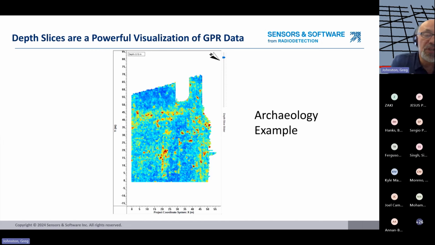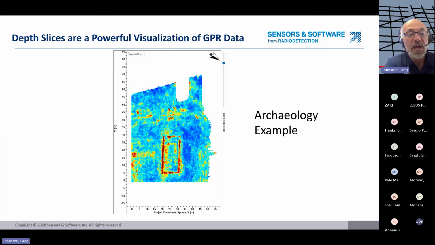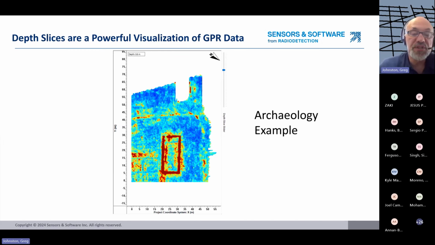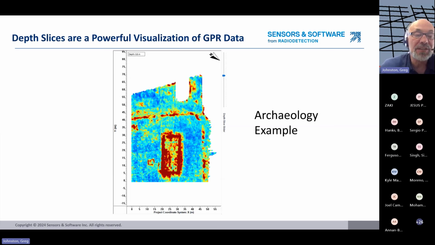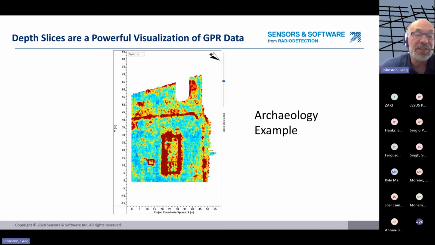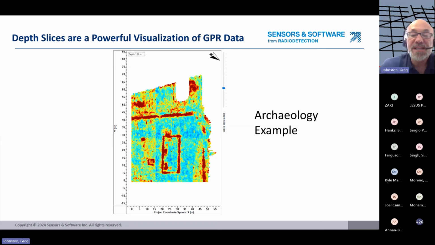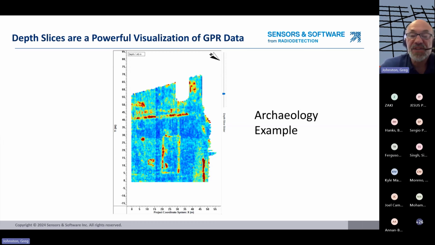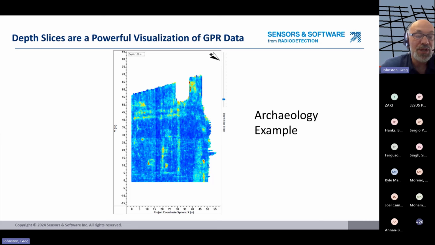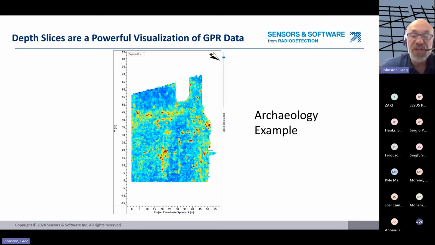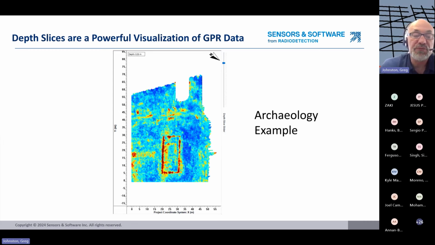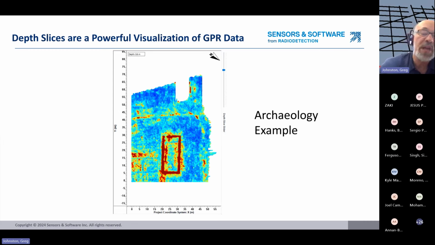Here's another example. It's an archaeology example. And notice the change in scale. So the last one was, what, 25 feet by 25 feet. This one is 55 meters by 75 meters. So quite a large area. This is a good chunk of a field. And what we're seeing are the buried foundations of Roman structures actually in Romania.